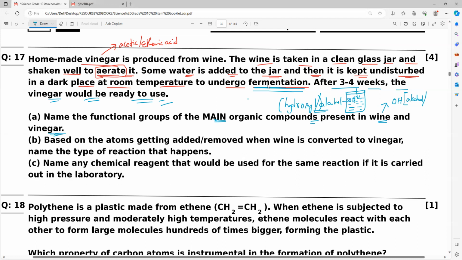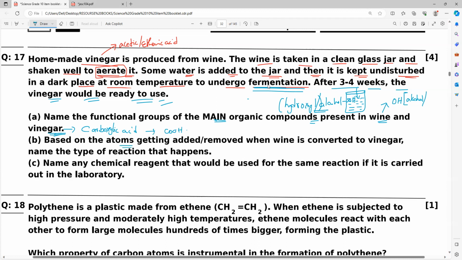Next, vinegar. Vinegar means it contains what? It's an acid. What does it contain? Carboxylic acid. So carboxylic acid, COOH.